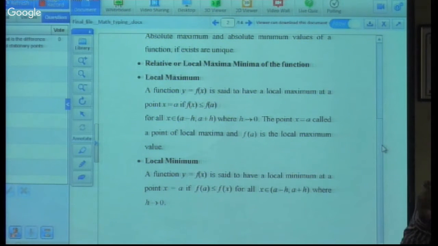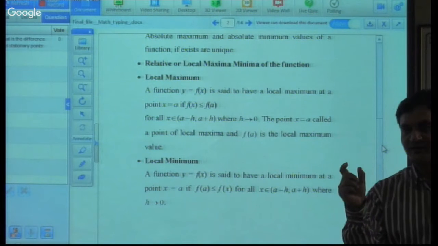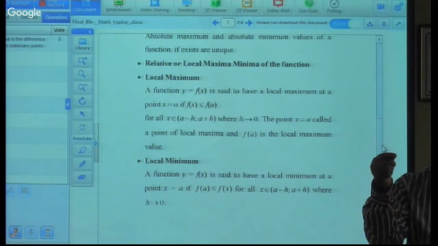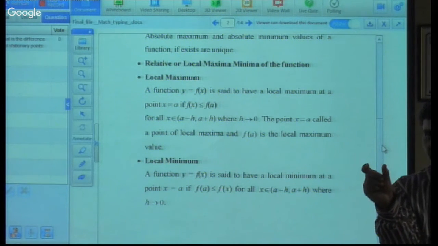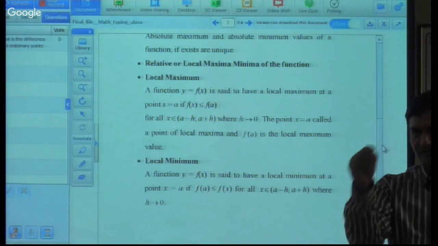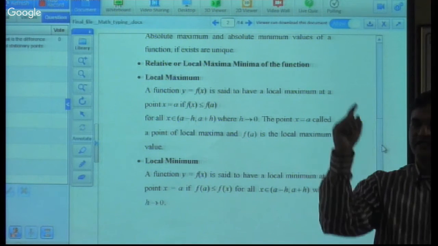tending to 0. Why do we take h a positive quantity tending to 0? Because maybe we have a maxima in a very small interval. It can be a small interval and then the curvature can change.